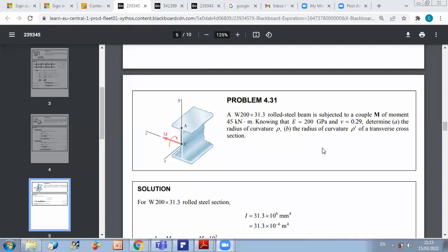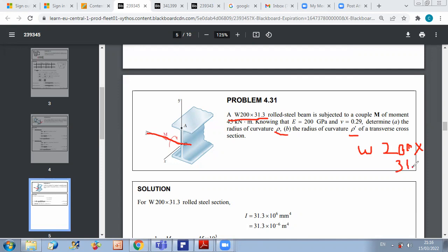Okay, so what we will do now, first step will be to go to Appendix C and see what is the inertia about this axis for our beam. Then we'll use our formula for rho and for rho prime. Okay, so we have W200 times 31.3. So let us go to our appendix to search for the properties of this beam.